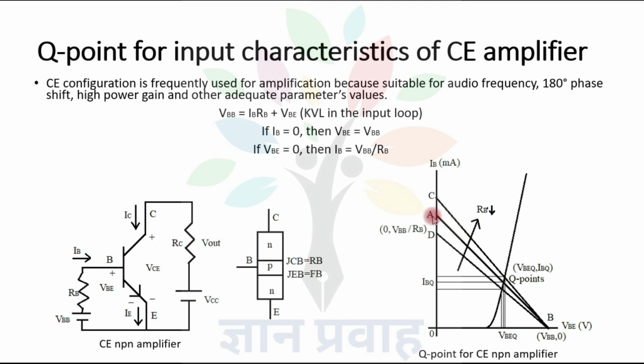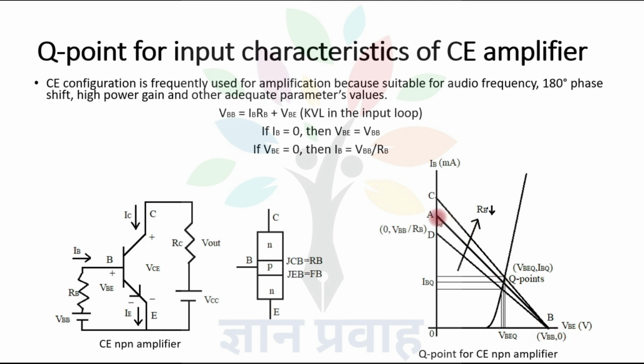And at this point VBE voltage is 0 because it is on the y axis. So VBE equal to 0, then input current IB equal to VBB divided by RB. So the coordinate at this point is 0, VBB divided by RB, and the coordinate at this point is VBB, 0. So we have calculated two coordinates for 2 points and we can simply draw a line between these two coordinates.